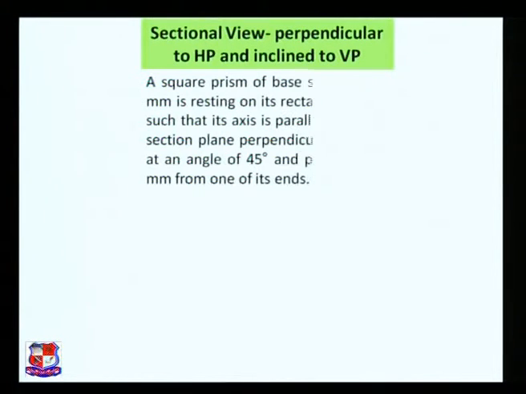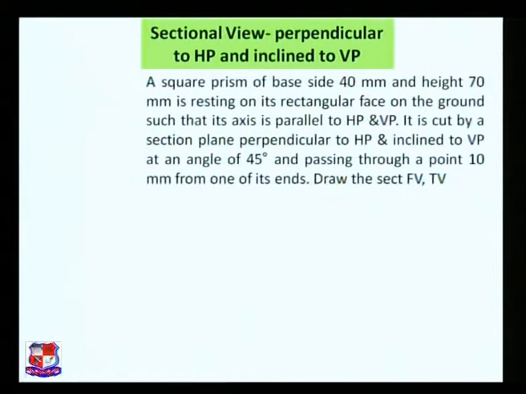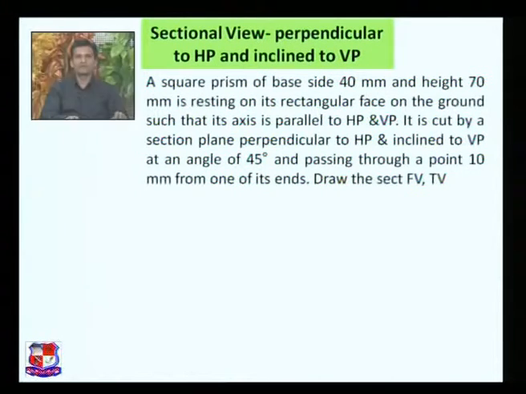Now, sectional view perpendicular to HP and inclined to VP. One more case. The data is given like this. A square prism of base side 40 mm, height 70 mm is resting on its rectangular face on the ground such that its axis is parallel to HP and VP. It is cut by a section plane perpendicular to HP and inclined to VP at an angle of 45 degrees and passing through a point 10 mm from one of its ends. Draw the sectional front view and top view.